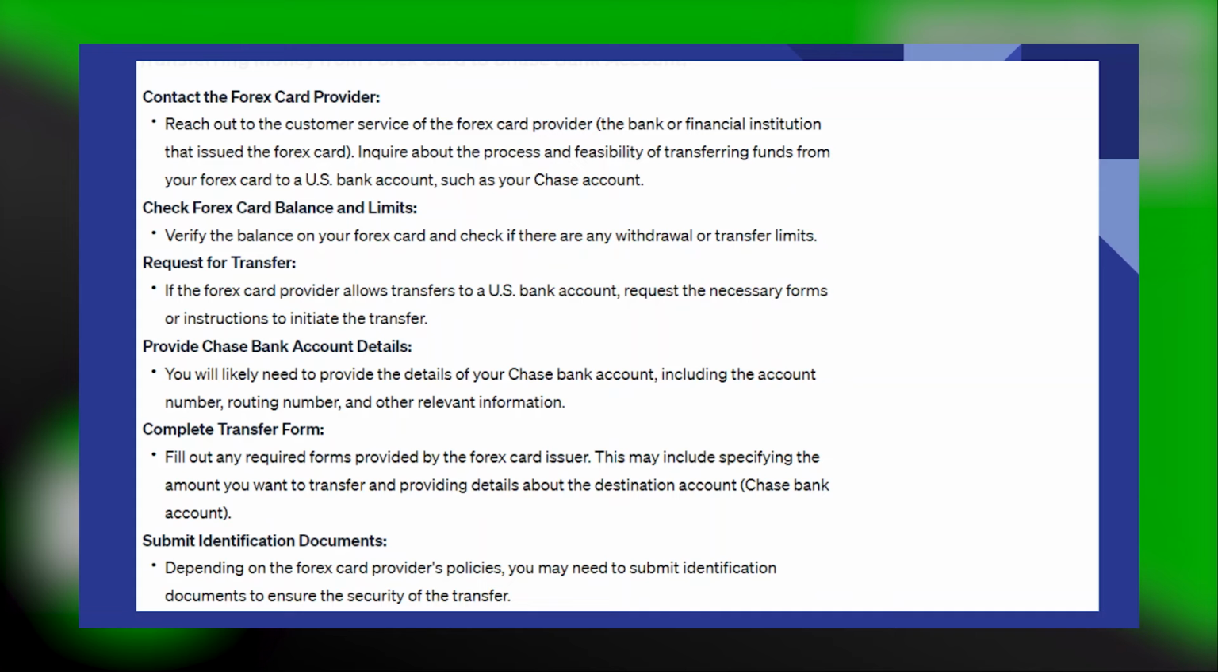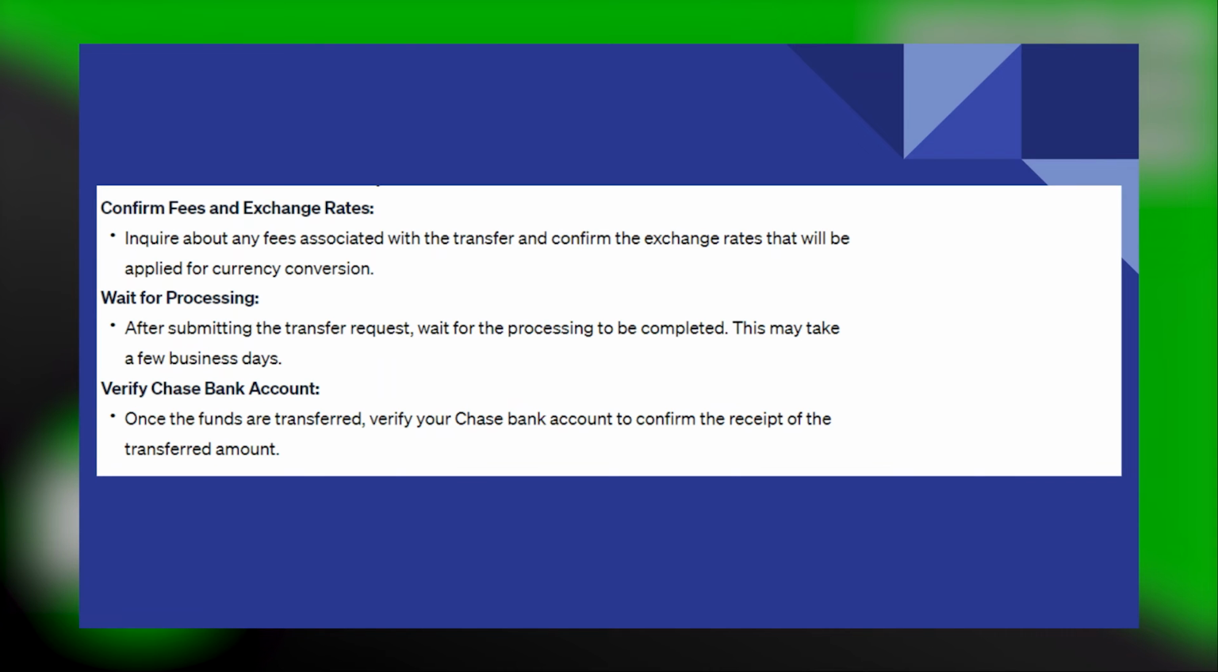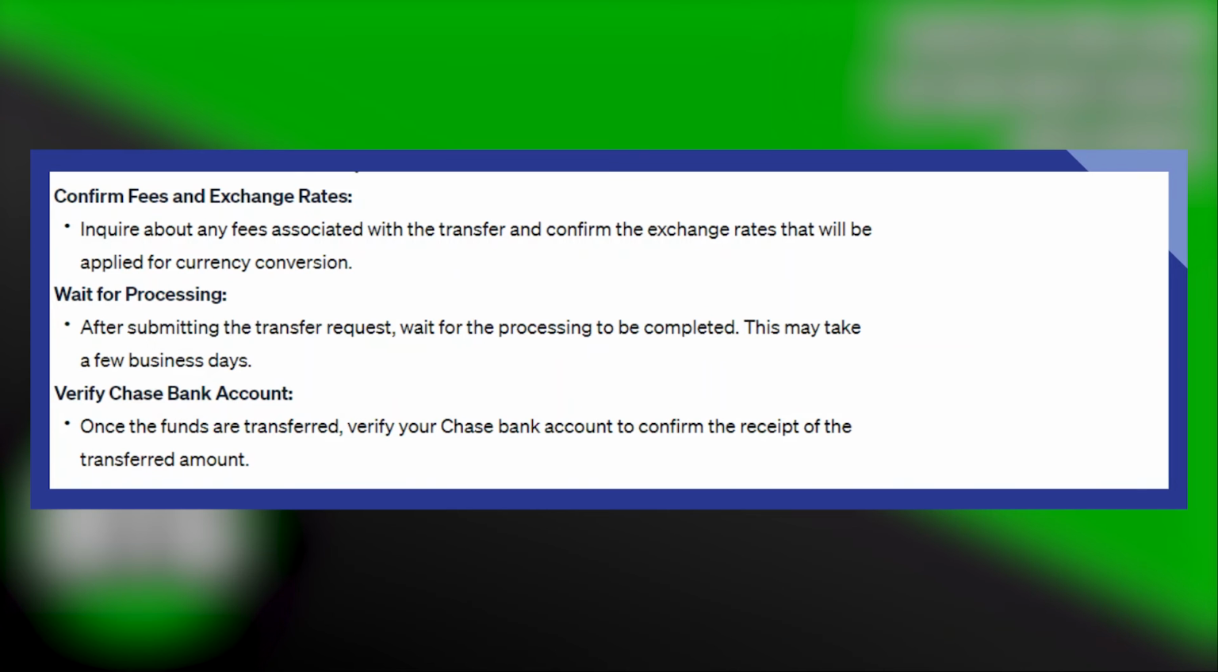Depending on the Forex card provider's policies, you may need to submit identification documents to ensure the security of the transfer. Inquire about any fees associated with the transfer and confirm the exchange rates that will be applied for currency conversion. After submitting the transfer request, wait for the processing to be completed.